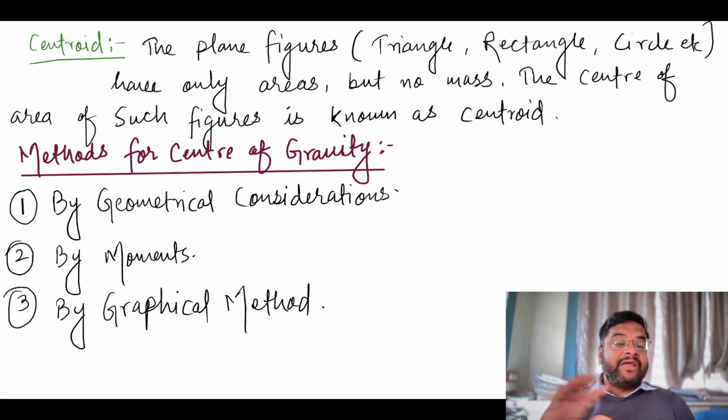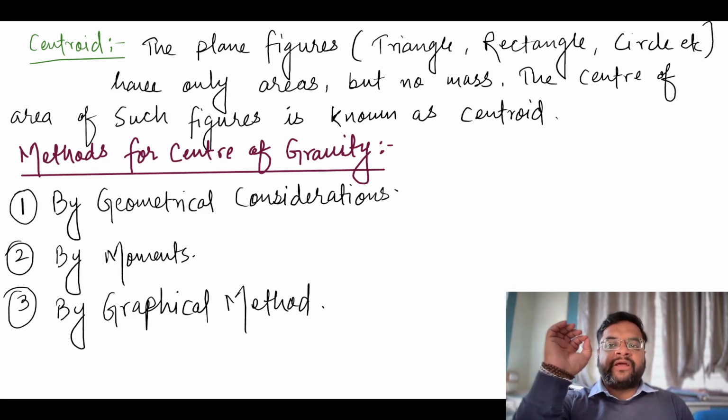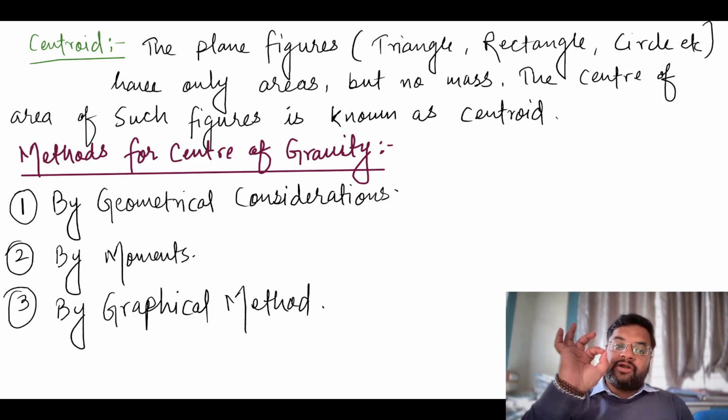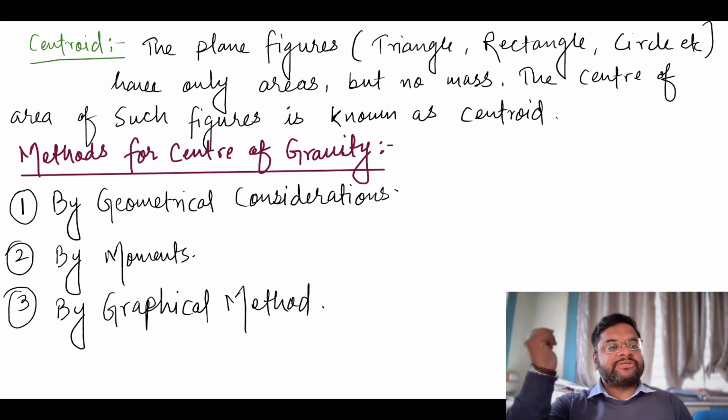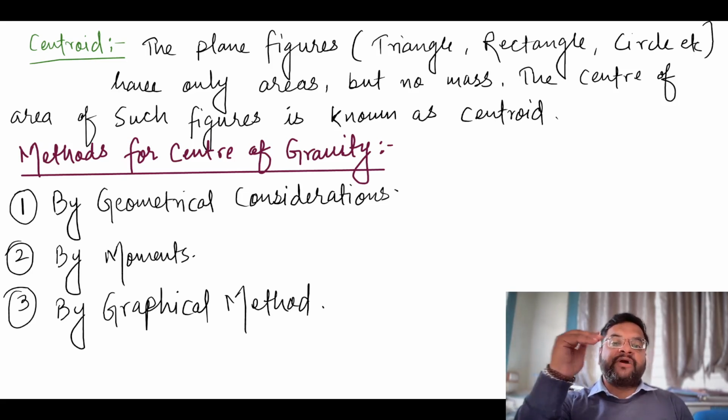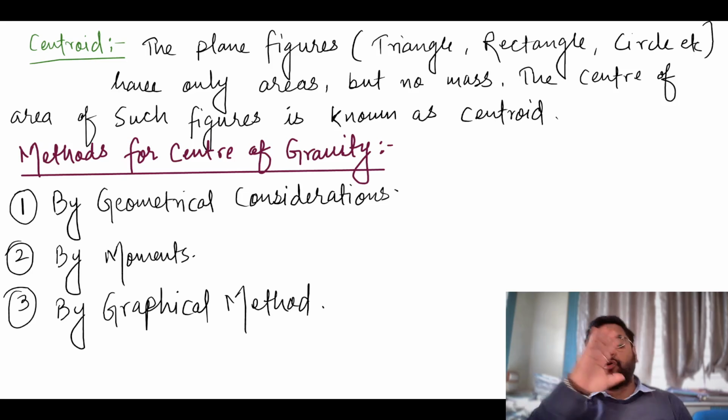Centroid: plane figures like triangle, rectangle, circle, etc. have only areas but no mass. The center of area of such a figure is known as centroid. So simply, the center of a plane figure is called centroid, and for 3D figures which have mass but no area, the center is called center of gravity.